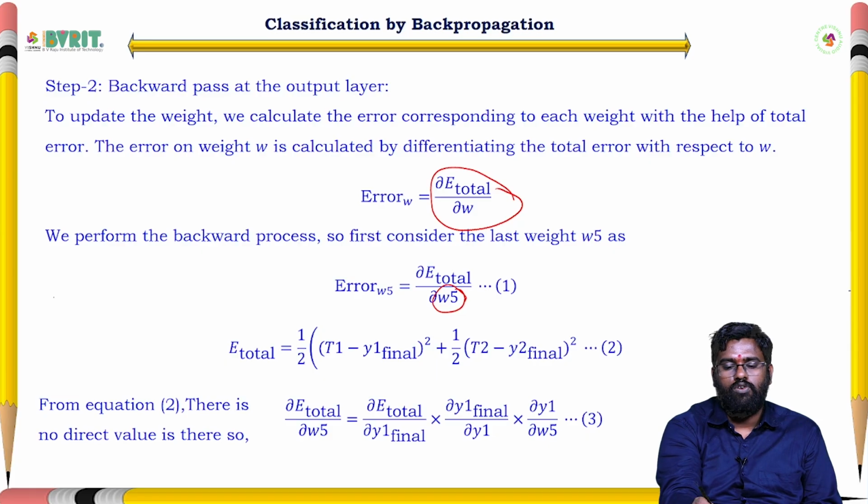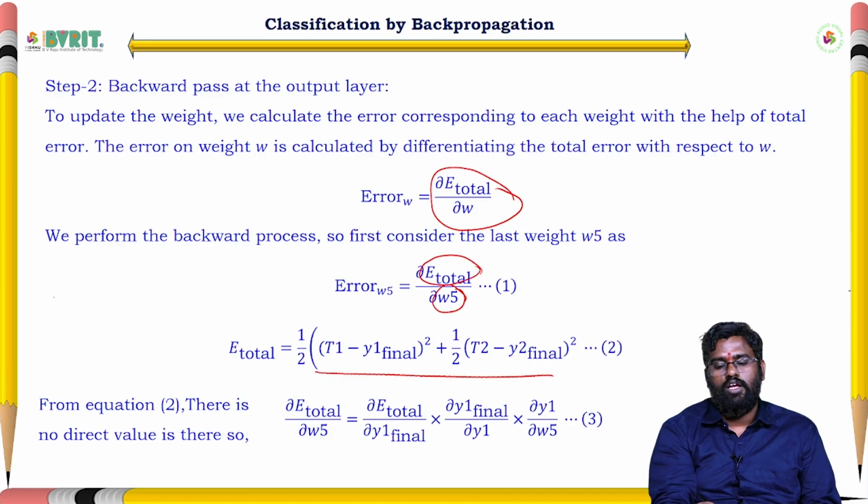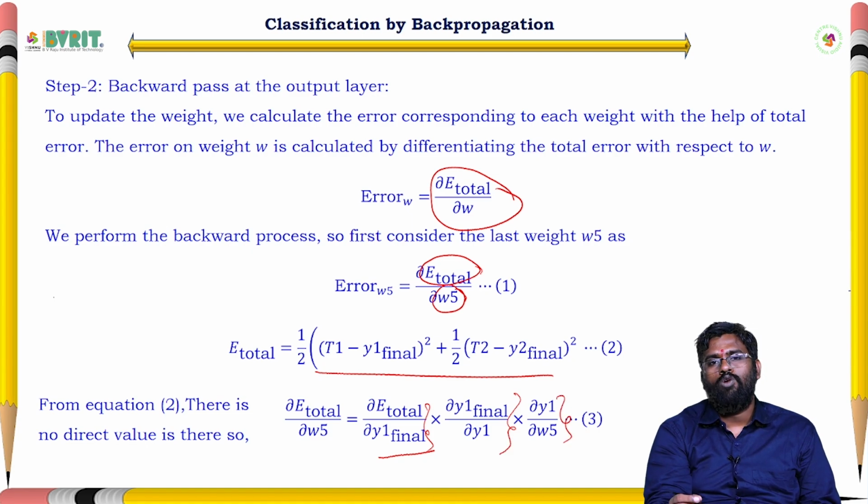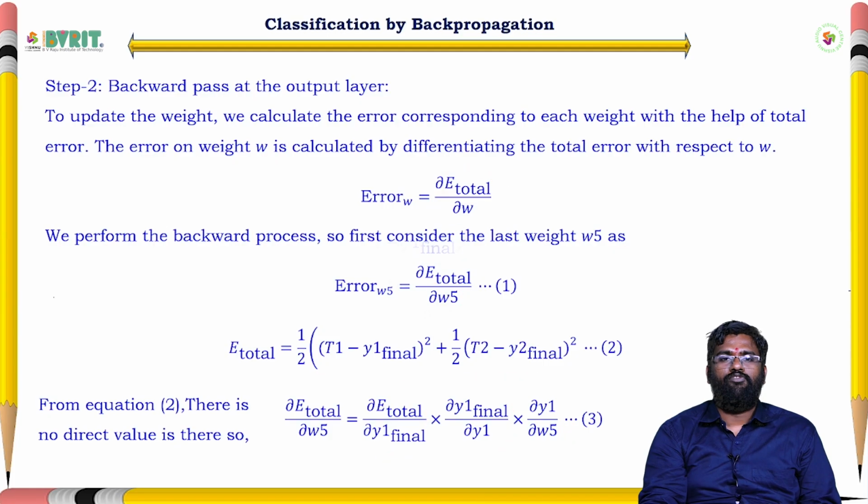So we already know the total error value. Then we have to substitute. Directly, the error total with respect to weight 5 is not available in the given formula. Now what we have to do: we have the values of H1. So we go with respect to Y1 final, Y1 final to Y1, and Y1 with respect to W5. We need to calculate each individually, then substitute into the equation. Finally we get the value of the total error with respect to weight 5.